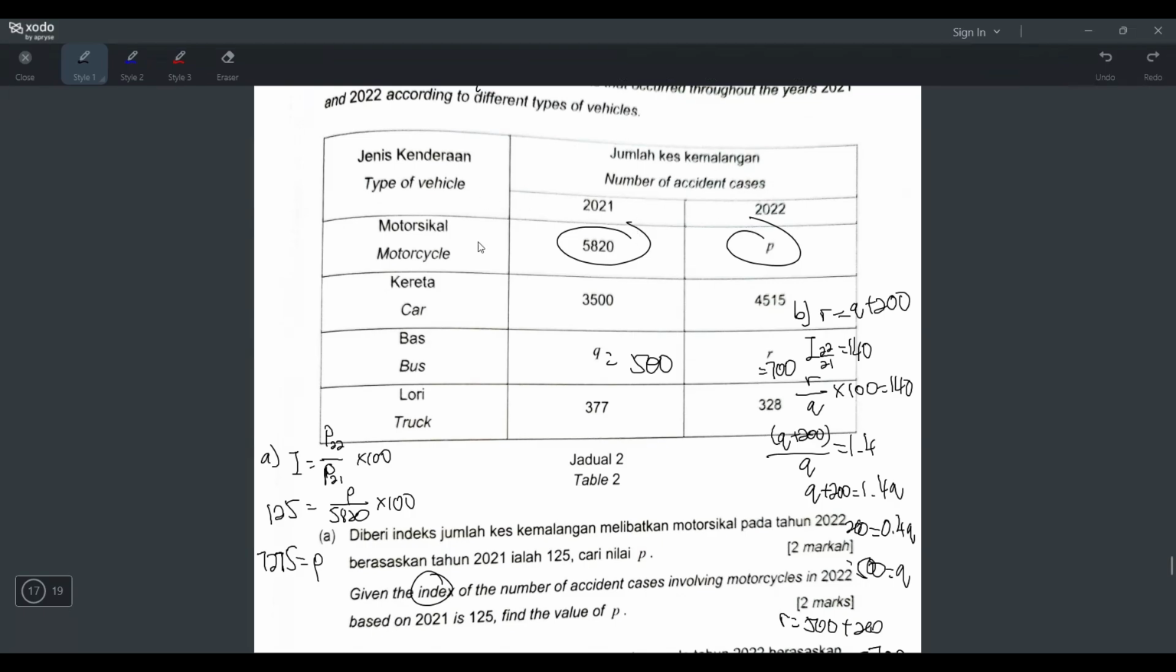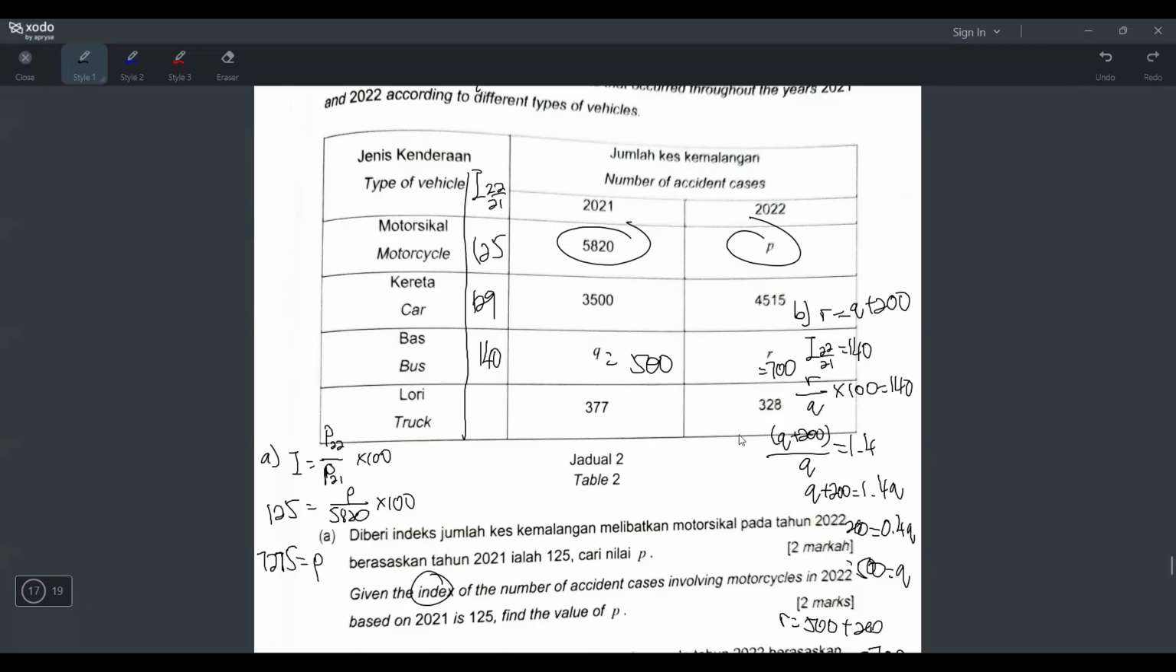So I'll just open a new column here. I'll just write I for 22, 21. So this one is 125. This one I can press calculator. It will be 4515 divide 3500 and then times 100. So 129. And then next one is 140, because they give one already. If you want to press again, you can also. You'll get the same thing.